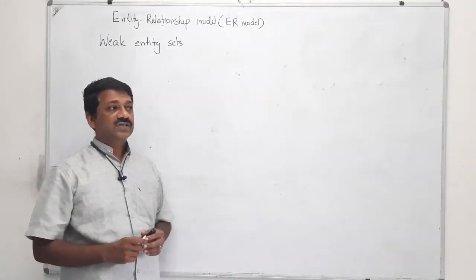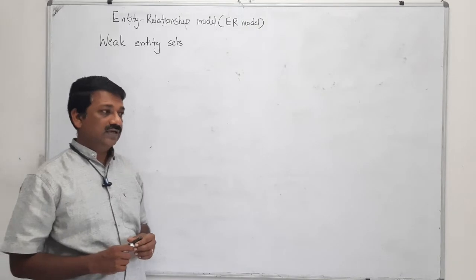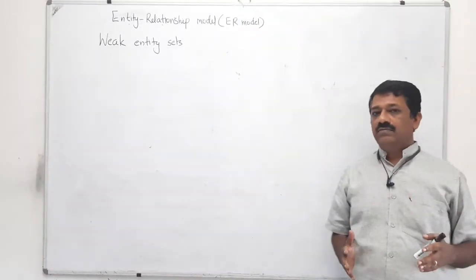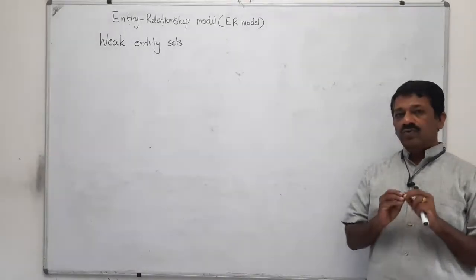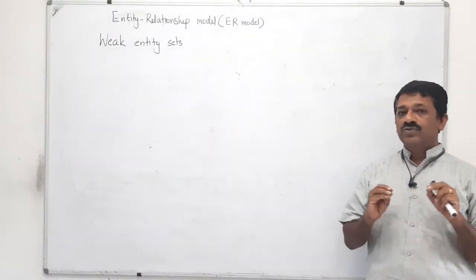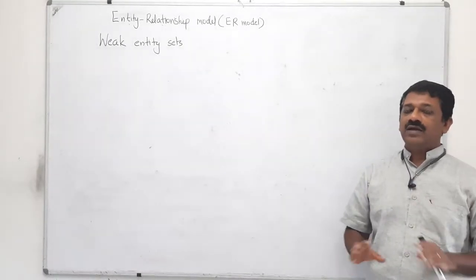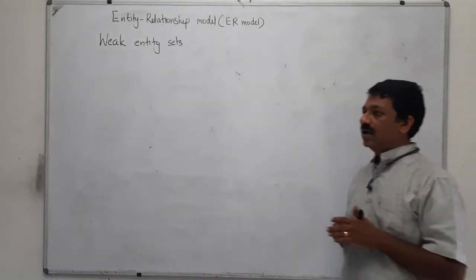Today we are going to discuss weak entity set. What do you mean by a weak entity set? A weak entity set is a set, or a relation, in which it is not possible to identify a particular tuple using a primary key. That means there doesn't exist any primary key for that relationship.